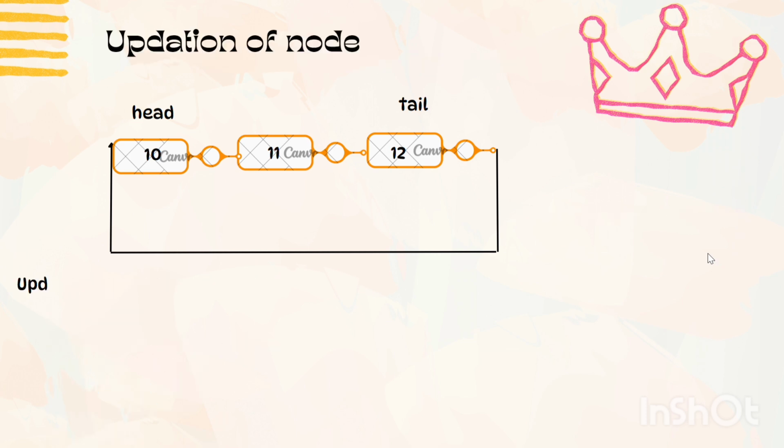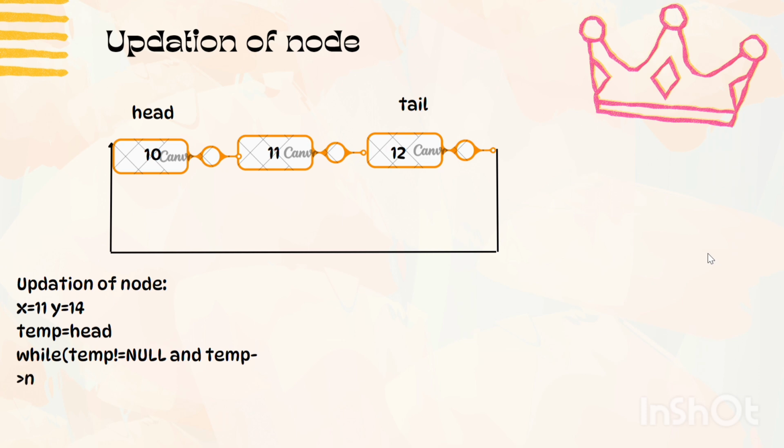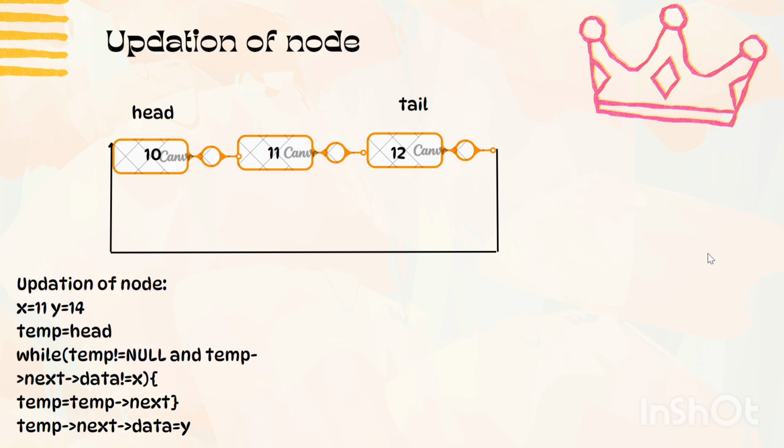Now we are going to perform the update operation. We are going to update our node 11 to 14. The loop is while temp is not equal to null and temp next data is not equal to x. Inside the loop temp is equal to temp next. Outside the loop we change temp next data to y. We change the node 11 to node 14. After the update, our linked list will be like this.